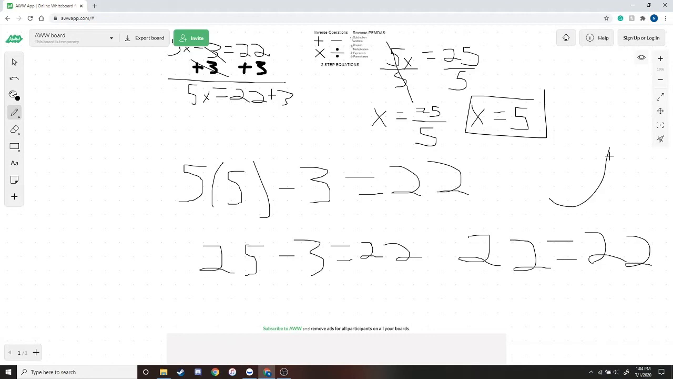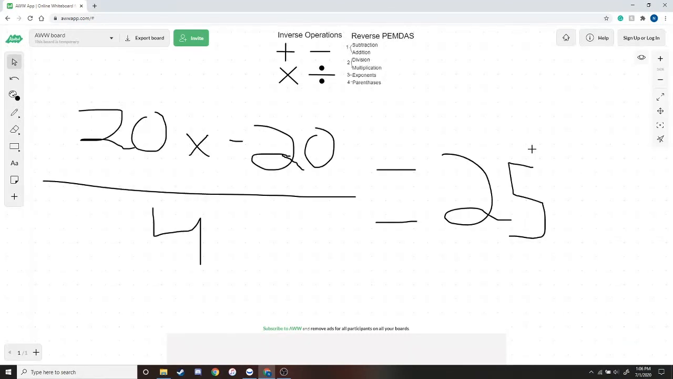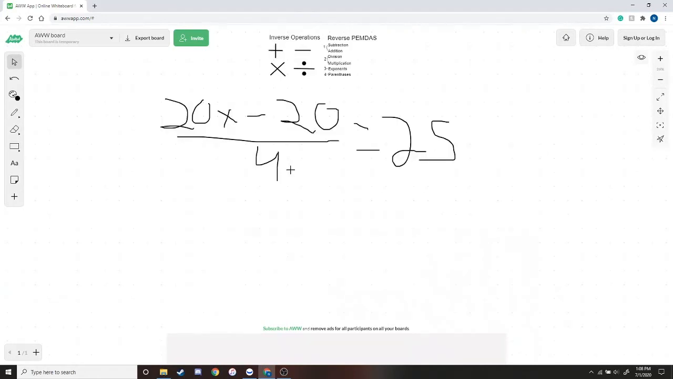our answer is right. Our next example is 20x minus 20 all over 4 is equal to 25. You may think to add 20 on both sides first, but this isn't the case since 20x and minus 20 are all being divided by 4, counting it as division on the PEMDAS scale. The easiest way to solve this is to get rid of this 4 on the bottom. So to do this, we need to multiply by 4 because this 4 is dividing everything by 4.